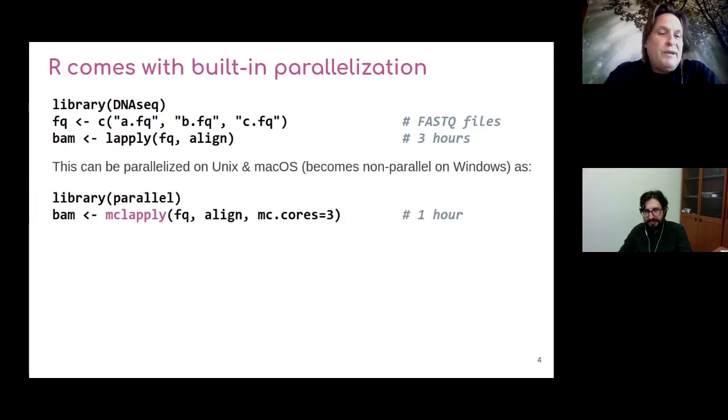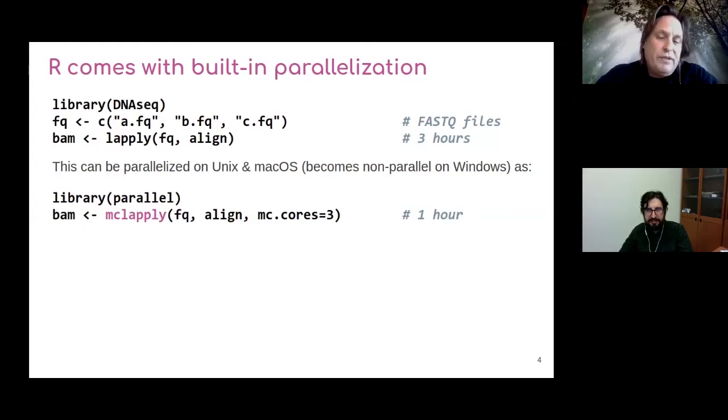If you look at the parallel package that you all have in your R installations, there's the mclapply function, multi-core lapply. It works very similar to lapply, and you specify the number of cores you want to parallelize over. If you have 3 cores available on this machine, we can use those to process these FASTQ files at the same time. So this will now finish in 1 hour wall time. Of course, there's 3 hours worth of work happening, but it finishes in 1 hour.